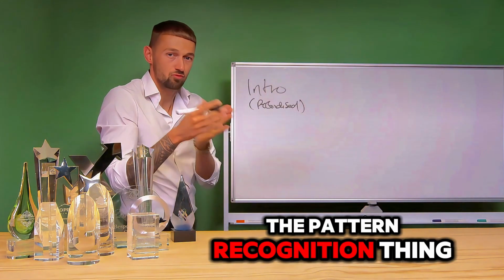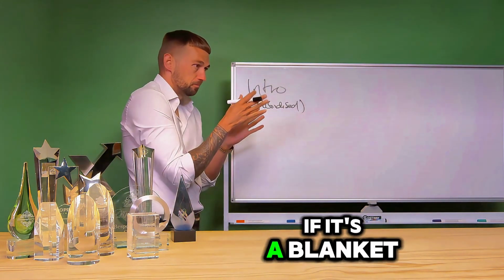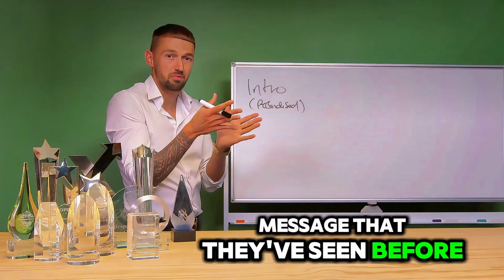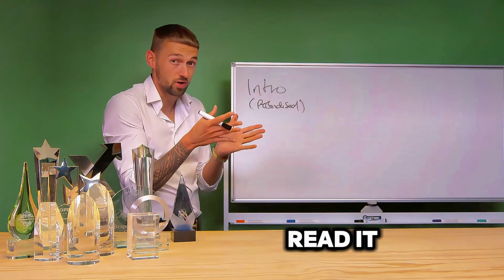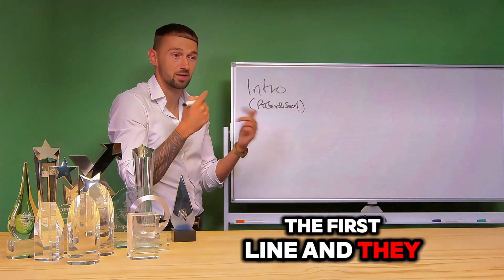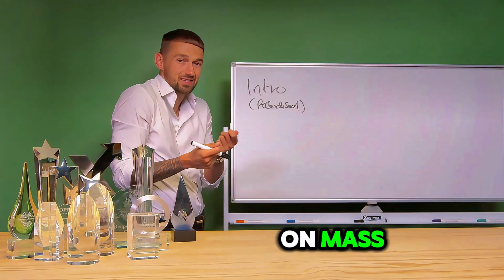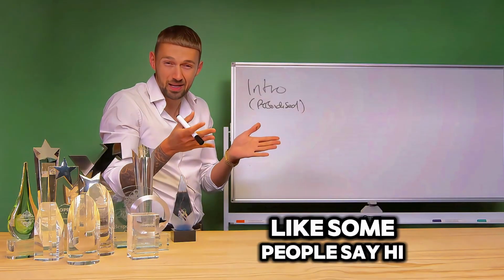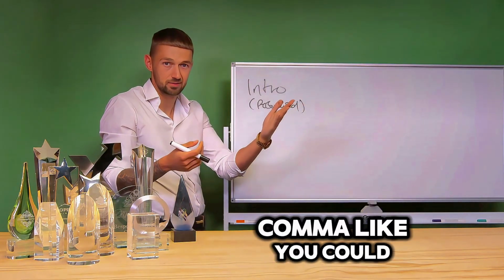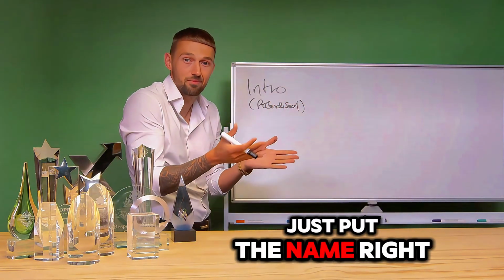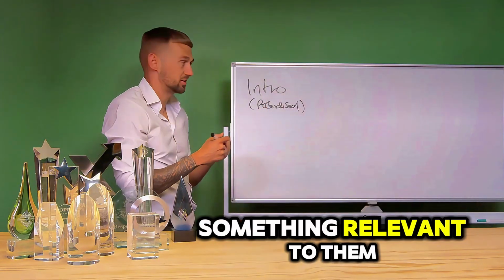Again, the pattern recognition thing. If it's a blanket message that they've seen before, they might not even read it. They will get to the first line and they will skip. They will delete because they think it's mass. They think it's been sent en masse and it's not even to the name. Like some people say, "Hi, comma." Like you could just put the name, right? It's got to be personalized, something relevant to them.